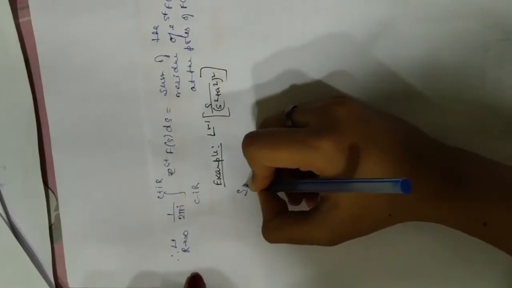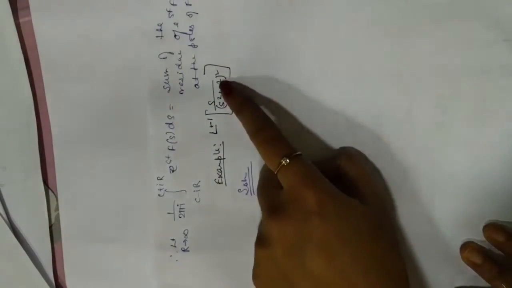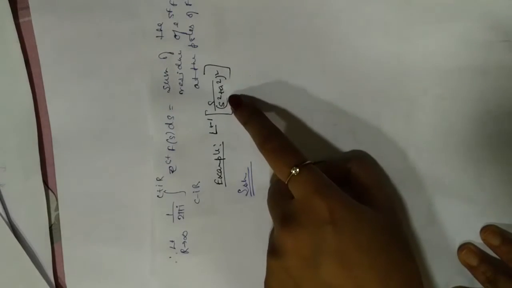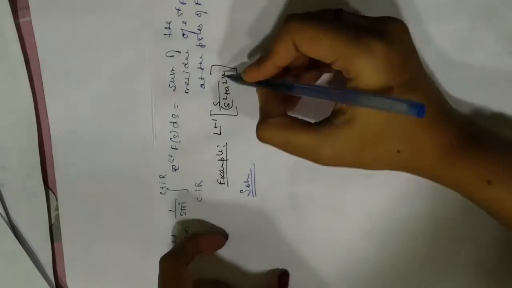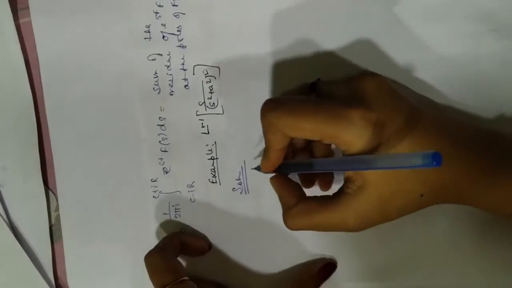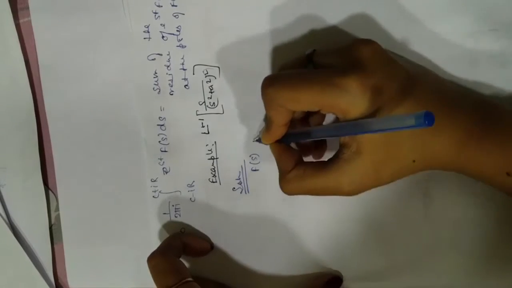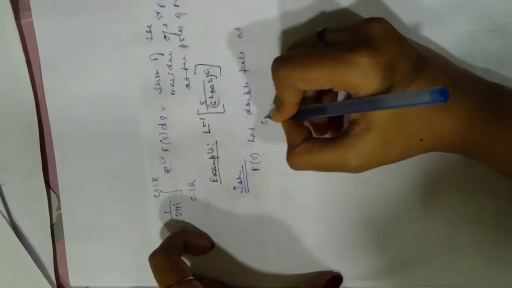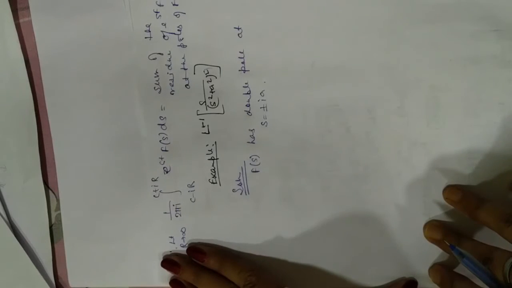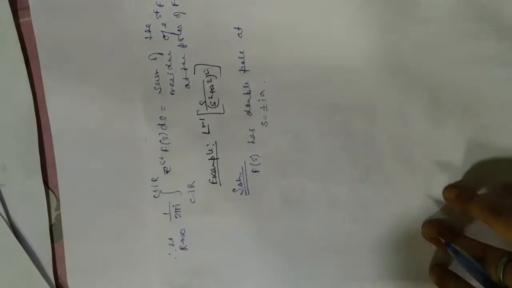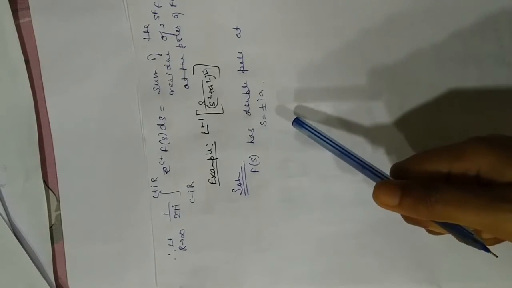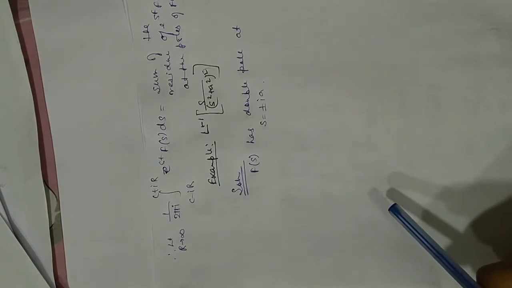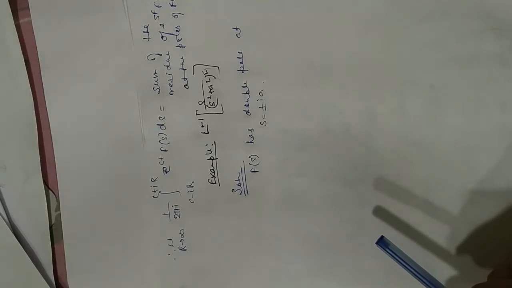Anyway, solution. We need to find the poles. We'll go to the denominator and find where the denominator becomes 0. So we know it becomes 0 at s equal to i a, and since we have a power 2 over here, it is a pole of order 2, right? So F(s) has a double pole at s equal to plus minus i a. Now all we need to do is find the residue at these poles. The formula for residue is known to you, right?